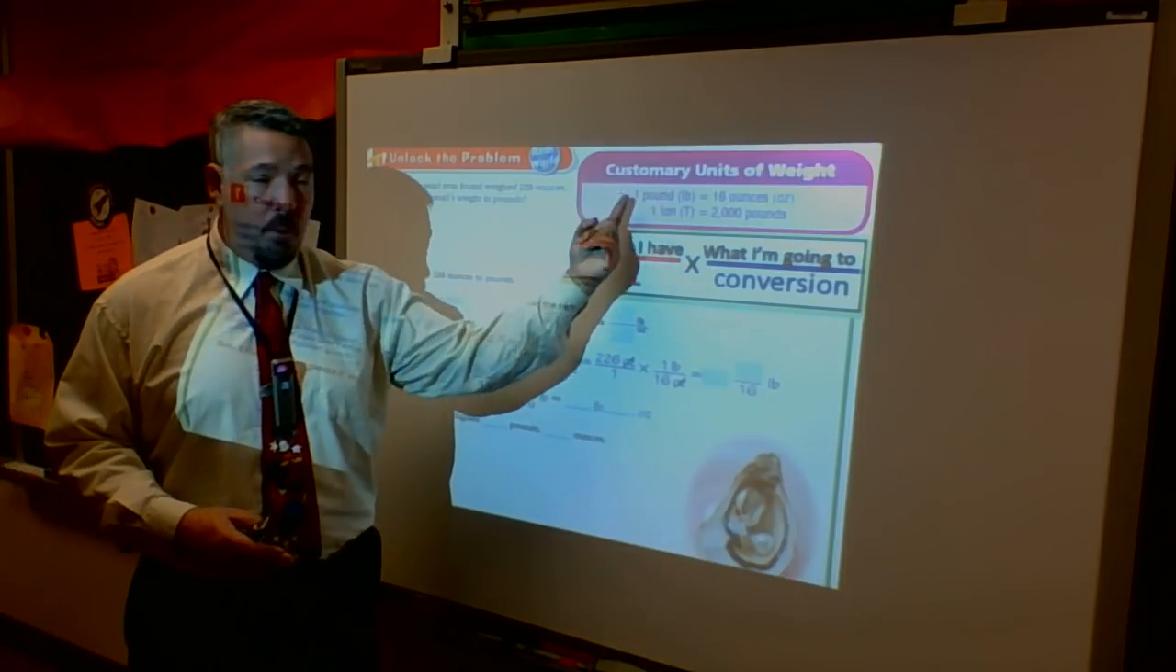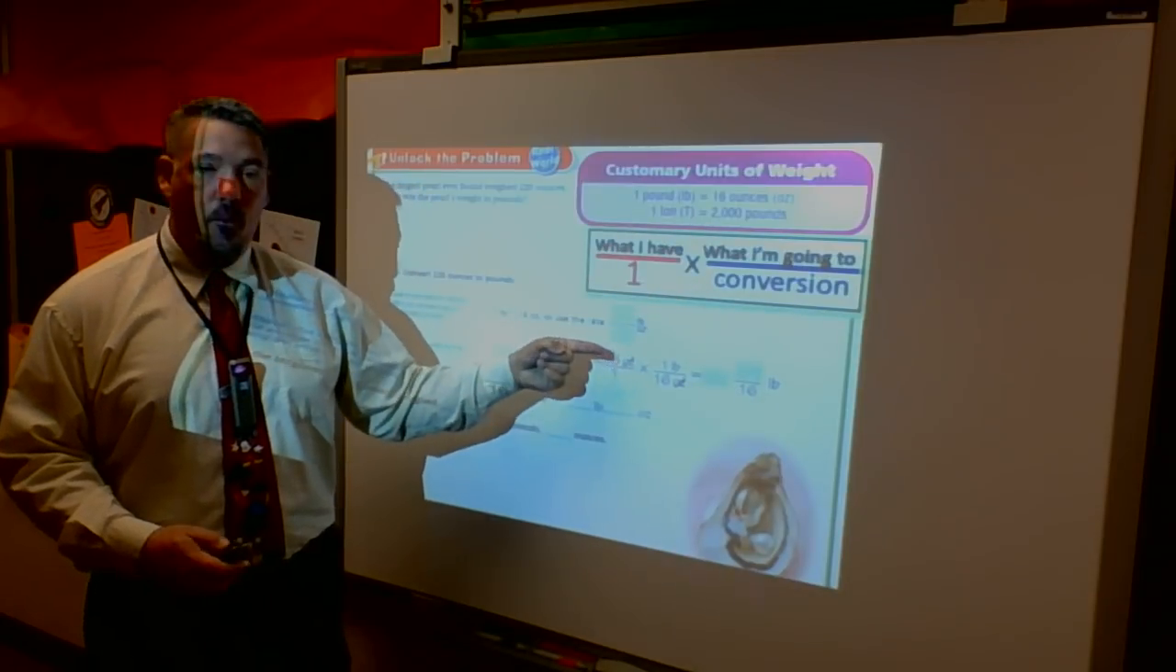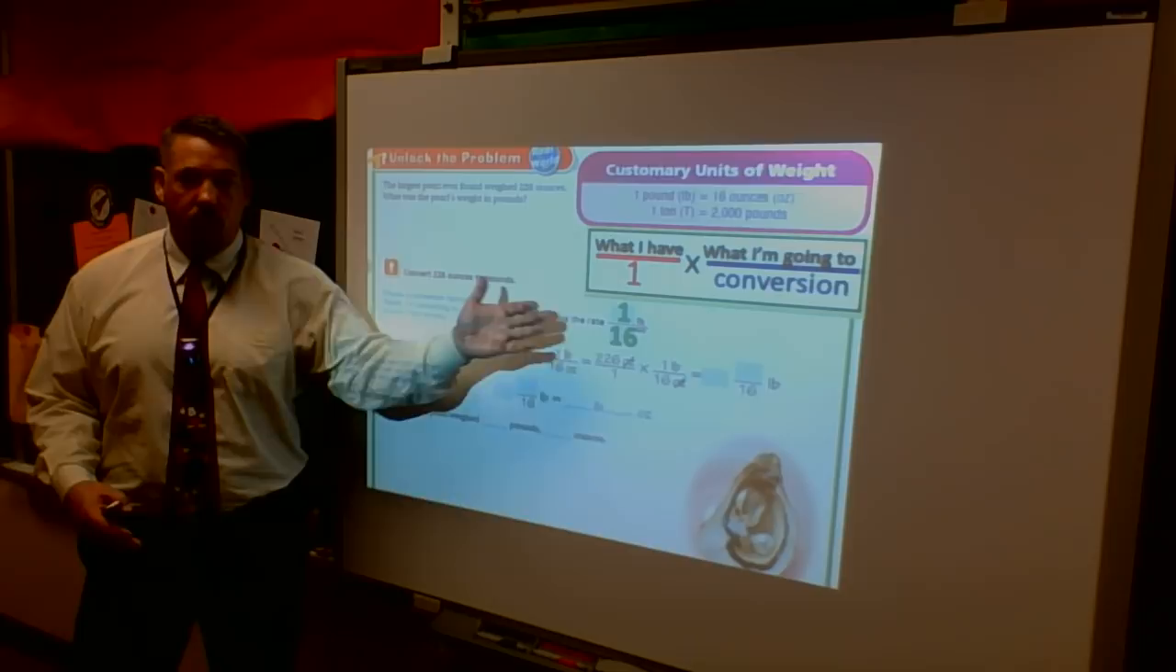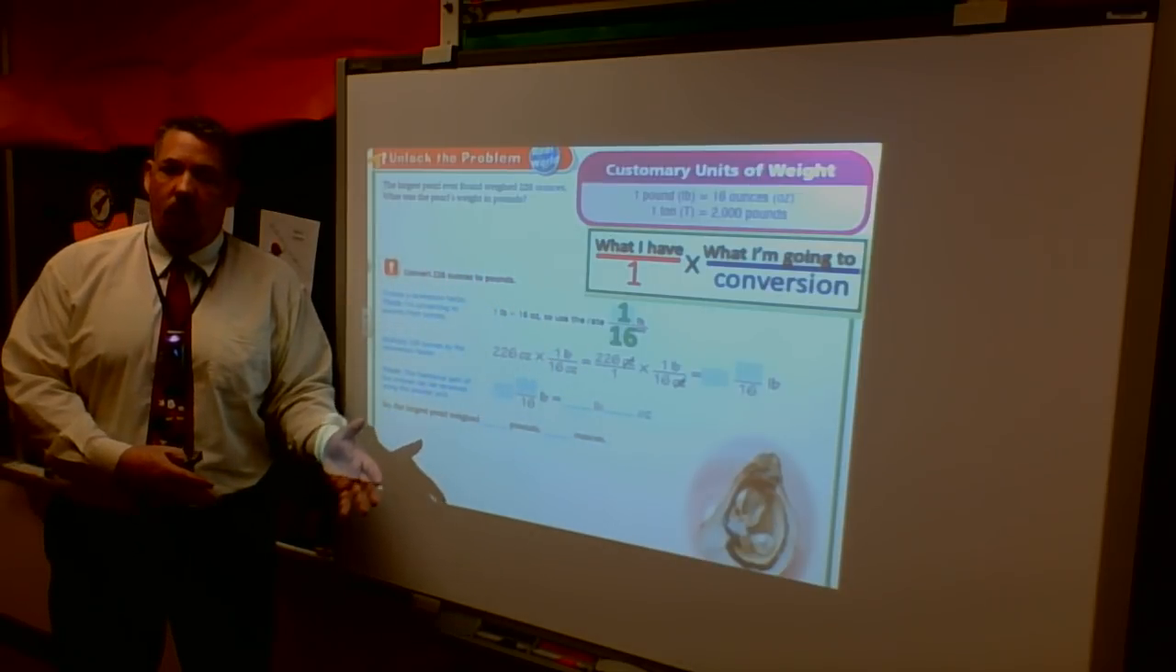And I know that 1 pound, which would have to be on top, is the same as 16 ounces, which therefore has to be on the bottom. That's going to be my conversion factor, or my conversion rate, that I use. How do I know it's that one?